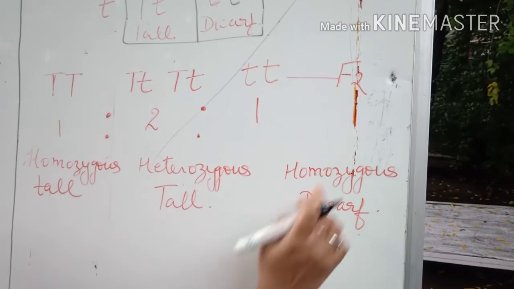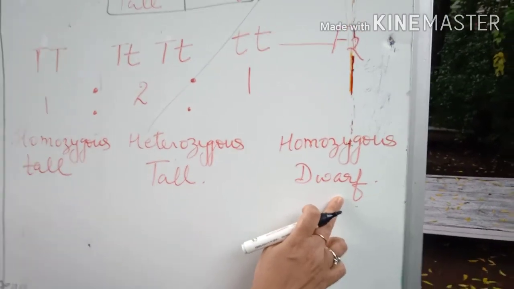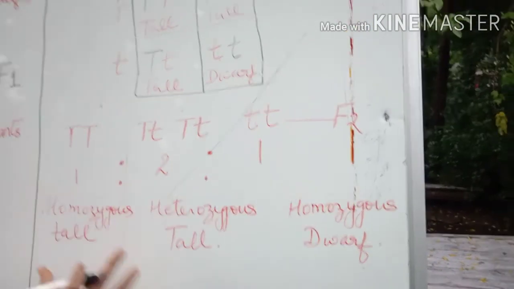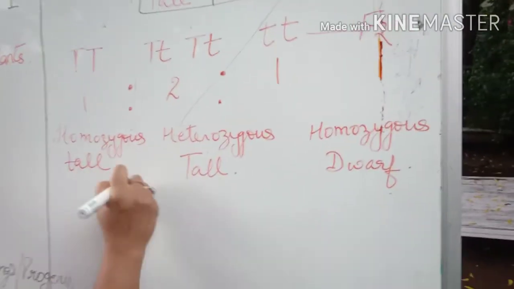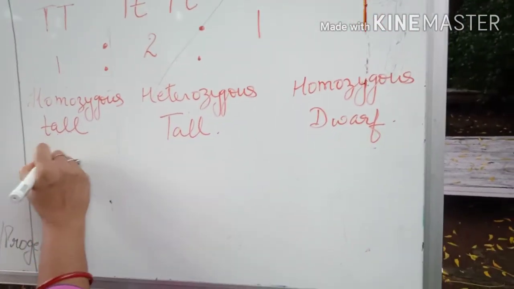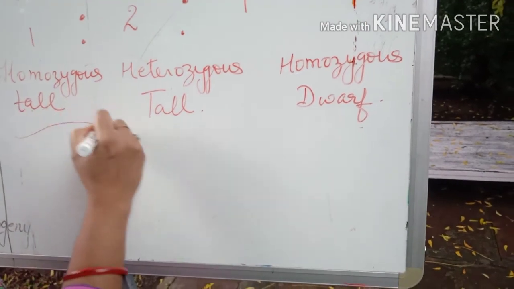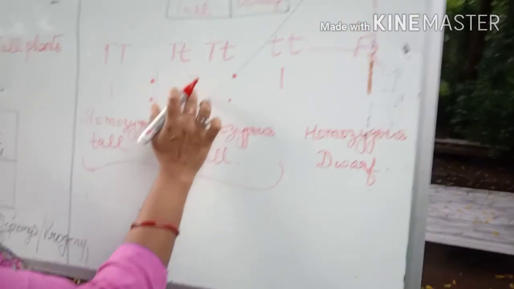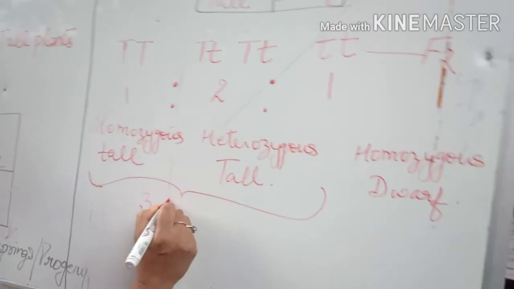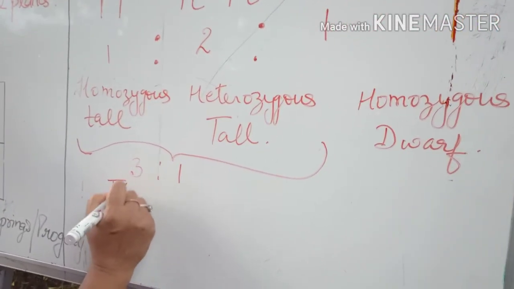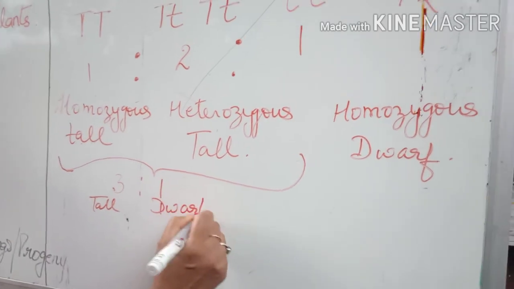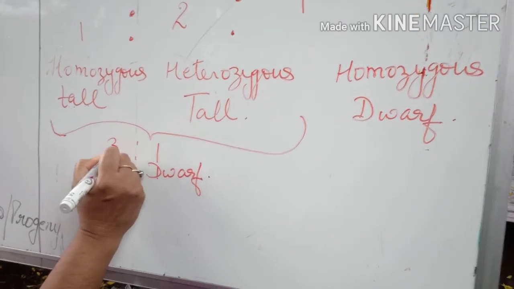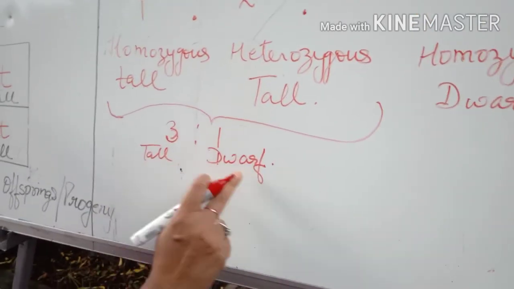And here what happens, the dwarfness trait is only expressed when both of them are in the homozygous condition. Finally what we get here, till here, okay, 4 offsprings we are getting, no, 1, 2, 3, 4. So what we are getting, 3 is to 1 ratio of tall and dwarf. These are the various methods, means how we have to depict all these things. So this is 3 is to 1 ratio of tallness and dwarfness.